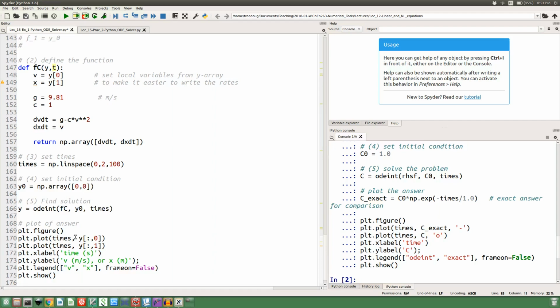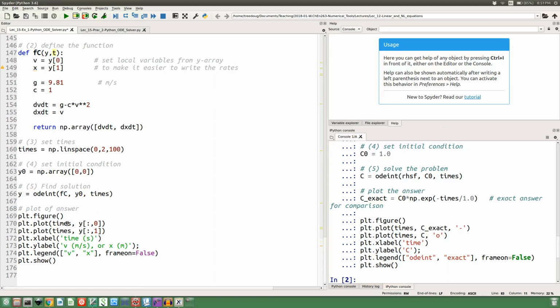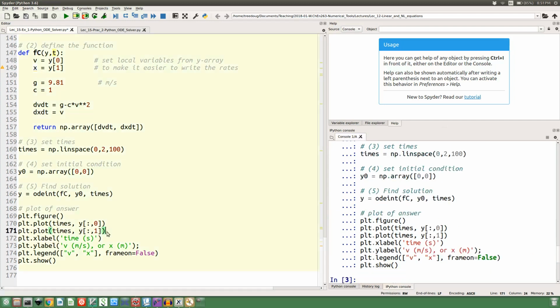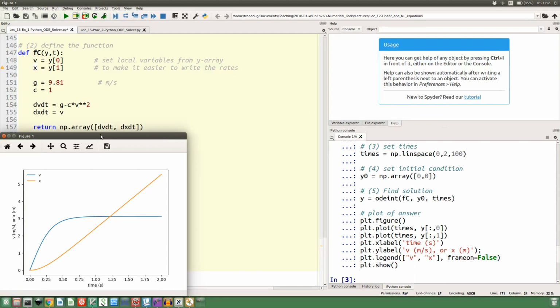And then this will run, and finally I'll make a plot, and I'm going to plot the times versus y, and this will give me the 0 element of y. So this will be all of the rows and the first column, and this will be all of the rows and the second column of this y array that gets returned. And so this will be the velocities, and this will be the positions. I can run this and look at it, and indeed that's what we see.